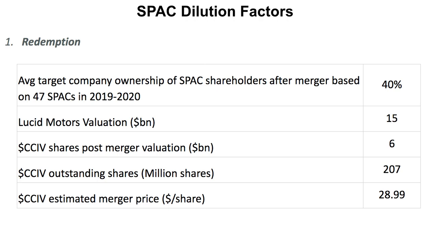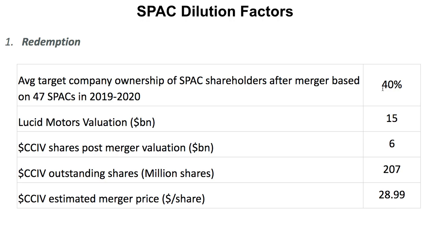First is redemption, which we mentioned earlier. Here's an example based on this research. On average, the target company ownership of SPAC shareholders after the merger, based on the 47 SPACs included in this study from 2019 to 2020, is 40%. That means if you hold SPAC shares, after the merger you will only own 40% of the combined company. So your ownership of the SPAC stock, the ticker, will have 60% dilution. You will only have 40% of the combined company's value or valuation.